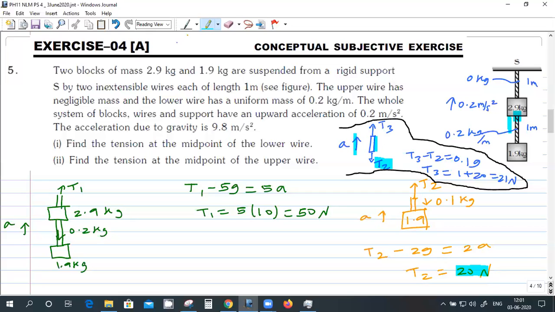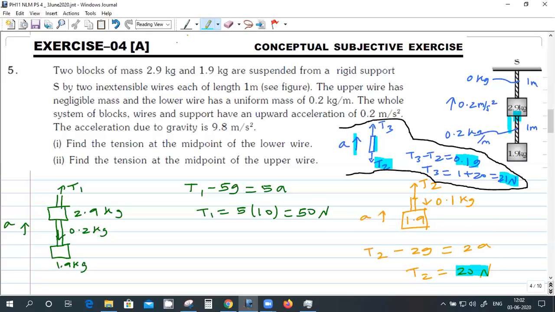Okay. So it's moving up. So T3 minus T2 is 0.1 kg times a. So T3 is 1 plus 20, 21 newtons. So as you go up, the tension is more. Suppose the string is massless, then this m into a is 0, right? a is not 0, but m is 0. So m into a is 0. So that's why T3 equal to T2.